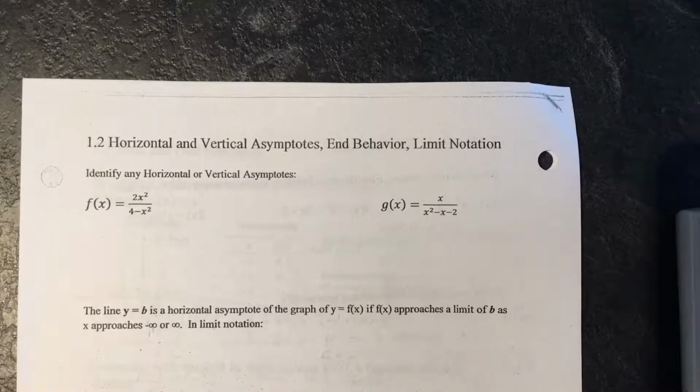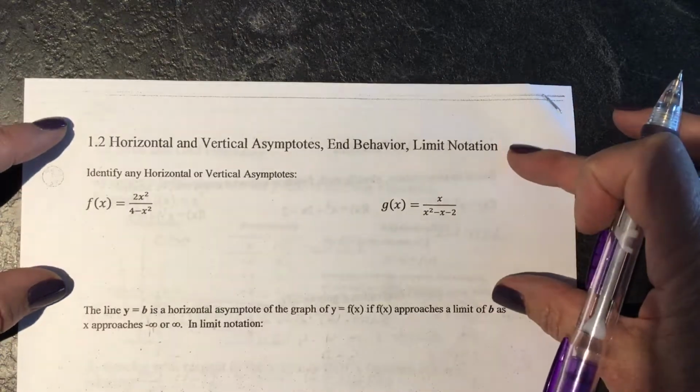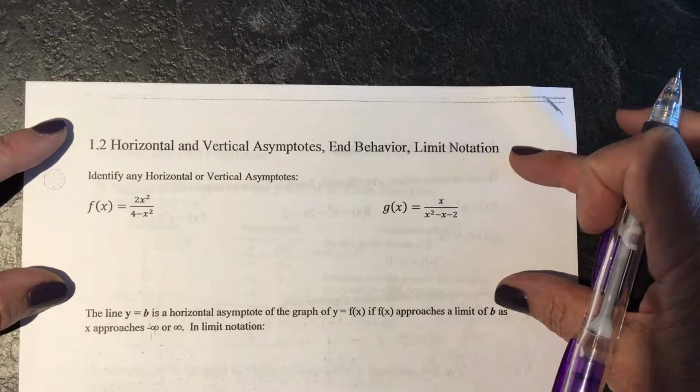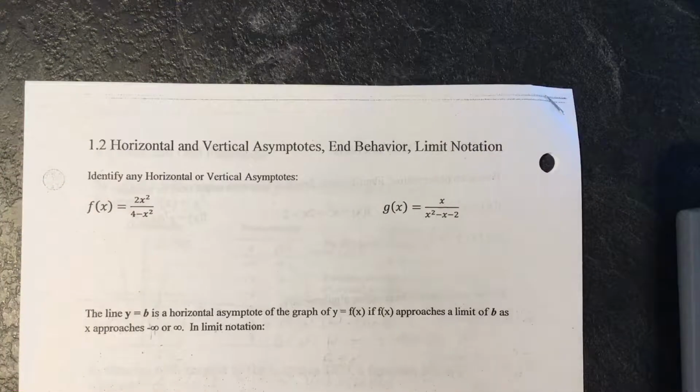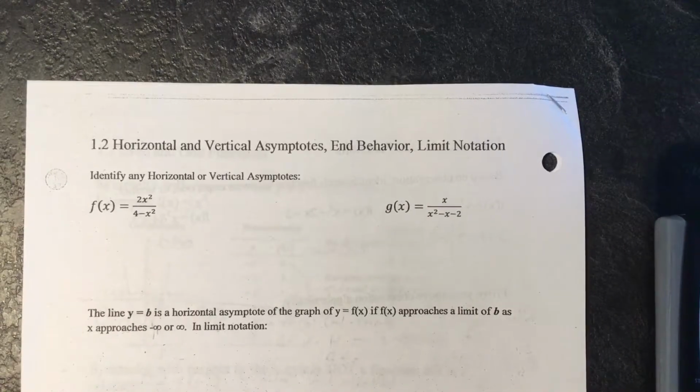In this section, we're going to be looking at asymptotes, vertical and horizontal asymptotes, and we're just going to limit our notes in this section to just these two examples right here, identifying horizontal and vertical asymptotes. There's a lot here, and so I want to make sure that you really understand it before we move on to notation or anything like that.